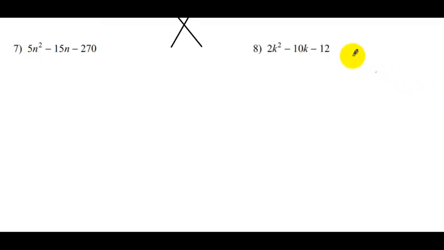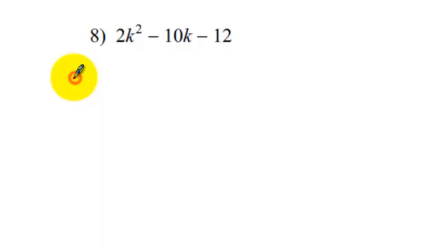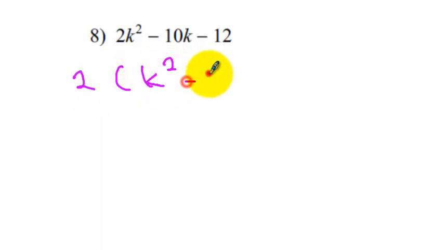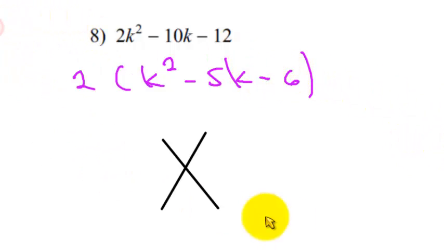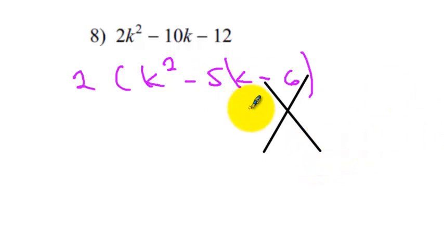Alright, let's skip number 7. Let's do number 8. For number 8, it seems like we have a GCF. So 2 times the quantity k squared minus 5k minus 6. Okay, so inside the parentheses, we have a trinomial, and c is negative. It means that the factors that we have to consider should be 1 positive and 1 negative. Our b is negative, so the factor of 6 that has a higher absolute value should be negative. So if you try 3 and 2, for example, 3 has a higher absolute value, so 3 is negative, 2 is positive. 2 times negative 3 is negative 6. When you sum these two, you're going to get a negative 1. I need a negative 5, so negative 3 and 2 did not work.